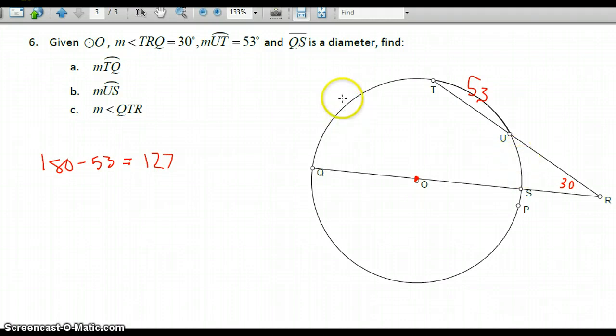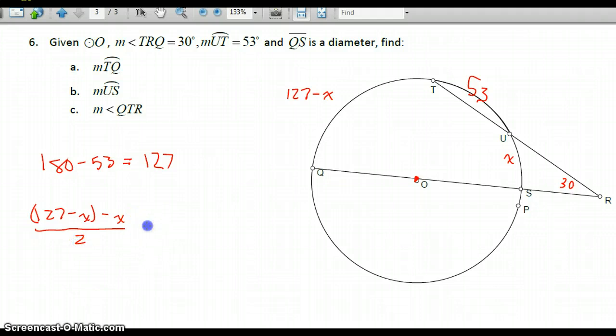And I know that when I take this one minus this one divided by 2, it becomes 30. So since this is the little one, let's call it x, and let's call this one 127 minus x. And I know that 127 minus x minus x, when I divide that by 2, I should get 30. So 60 ought to be 127 minus 2x.